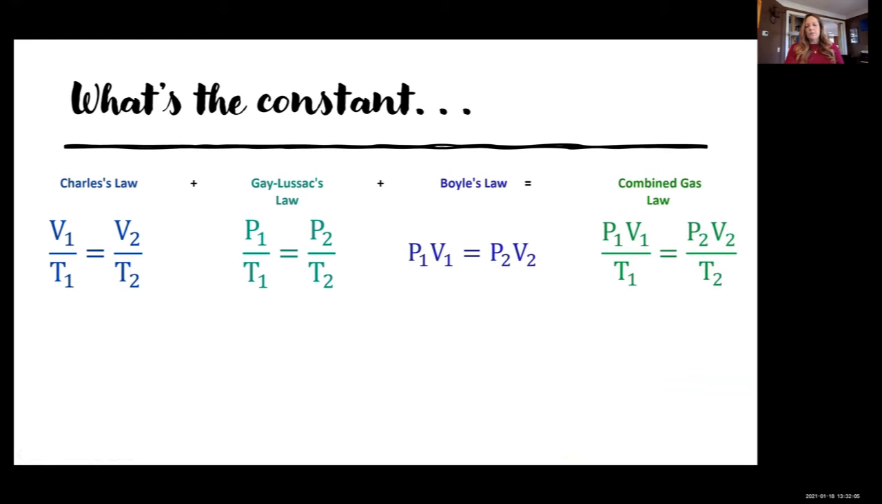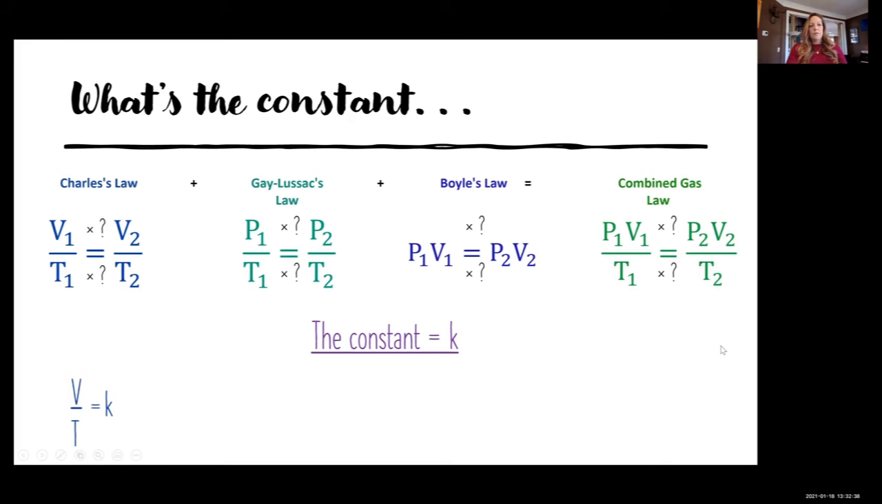So what's a constant? We were talking about the constant before. In this case, what is the number that we're multiplying both things by to keep them equal? And in this case, our constant we refer to as K. So sometimes you may see these equations or variations of these equations with the letter K. And K just means the constant. It's whatever you're multiplying V1 and T1 by to get V2 and T2. Or likewise with any of the other equations.